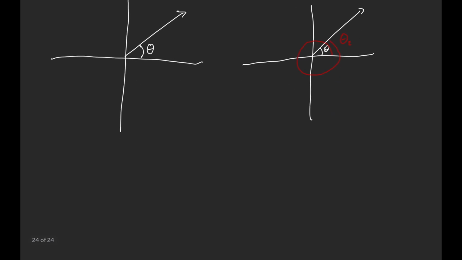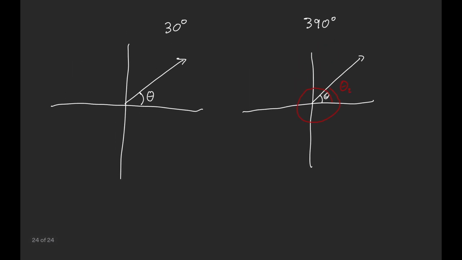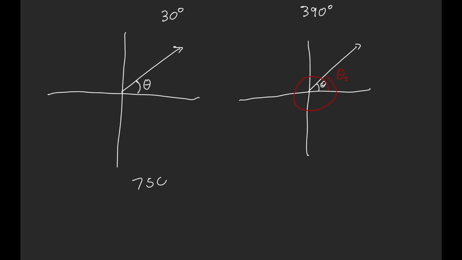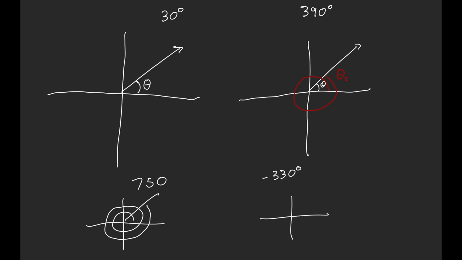A coterminal angle could also be, if we were talking about 30 degrees here, 750 degrees. So 2 spins, but same angle. It could also be negative. So a coterminal angle to 30 degrees would be negative 330 degrees, which is basically theta going the other way by 330 degrees. Notice the same angle is still formed between the terminal arm and the x-axis for all of these.